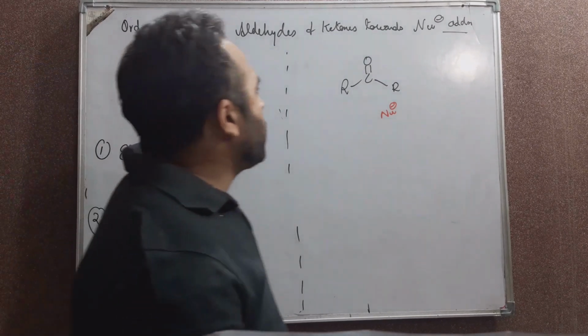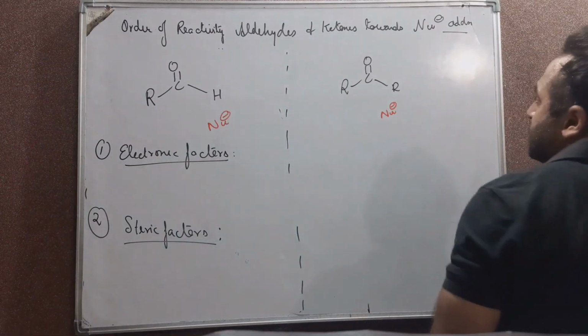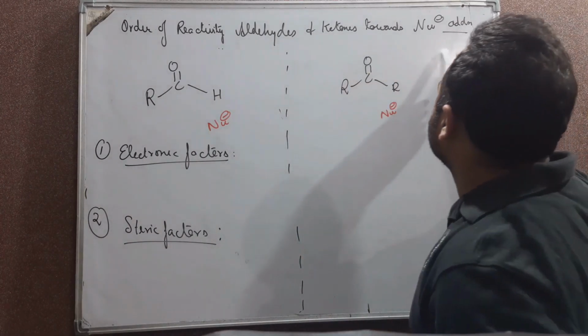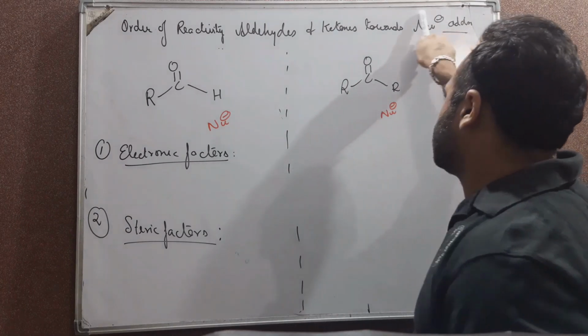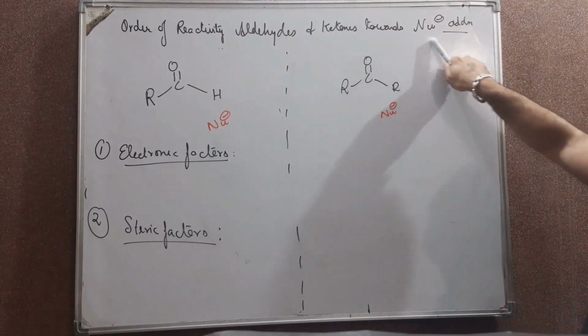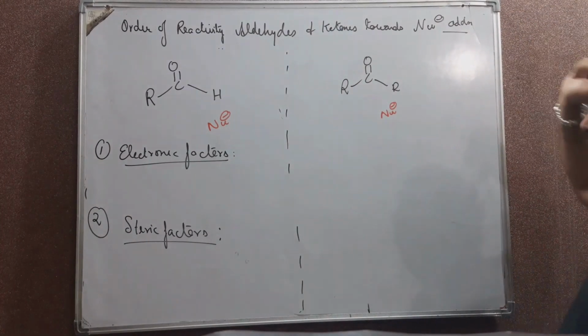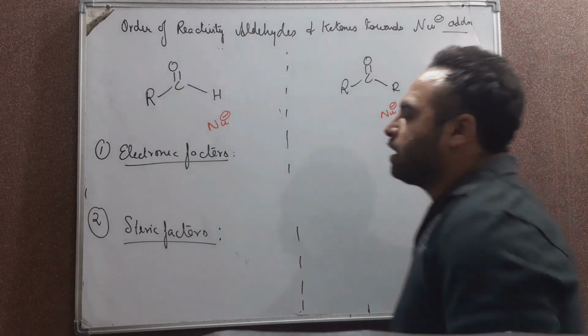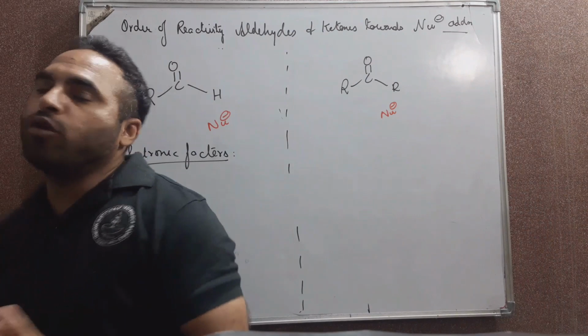Now, we continue our lecture. I'm going to discuss now the order of reactivity of aldehydes and ketones towards nucleophilic addition reactions. A nucleophile is something which is positive charge loving, so it should be electron rich. Phile means loving, and nucleus means nucleus loving.